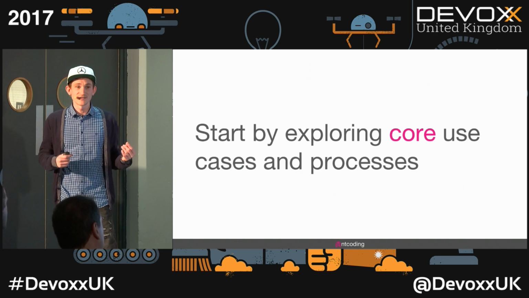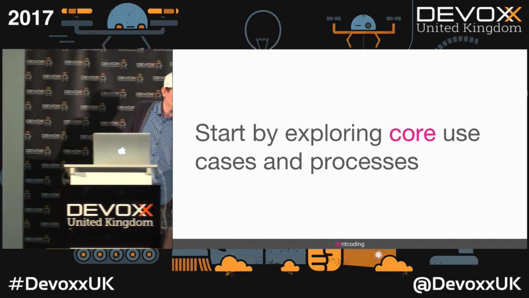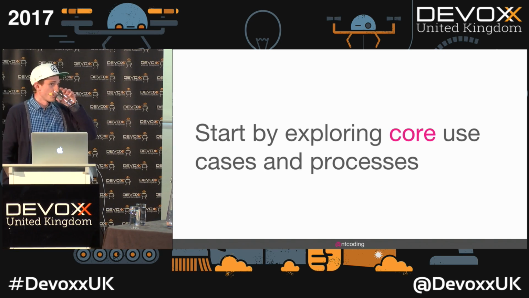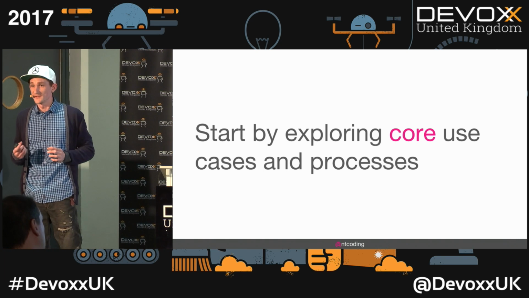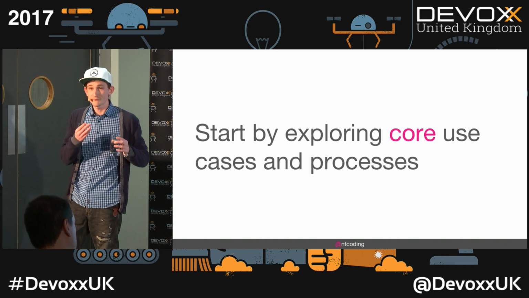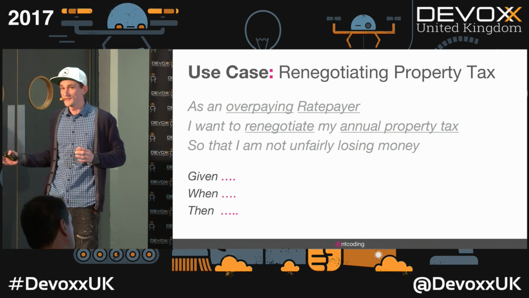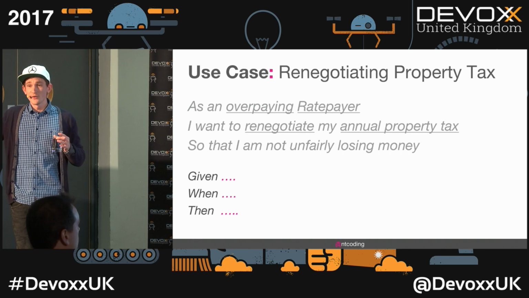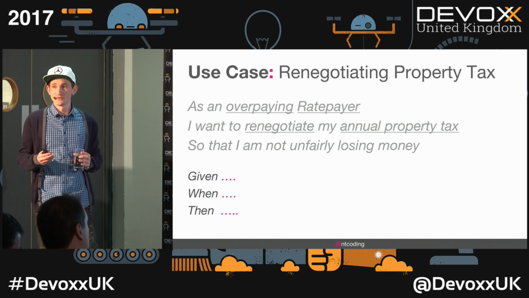So we've started understanding the business. We've started understanding our users. And we begin by looking at those core use cases. We find where value is, and we start there. So you can create user stories. You can start at the whiteboard by talking about things. But it's about finding the core use case.